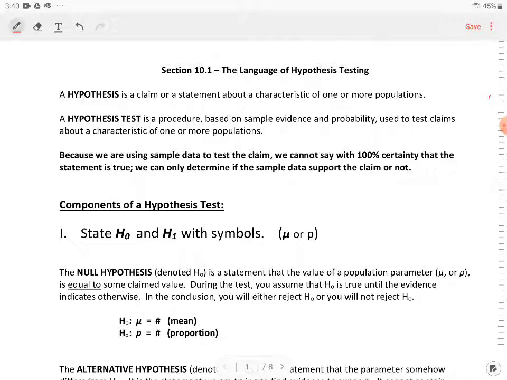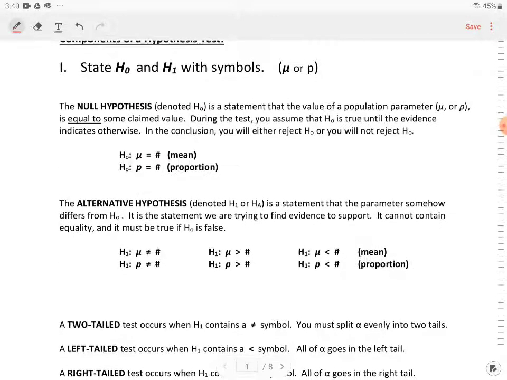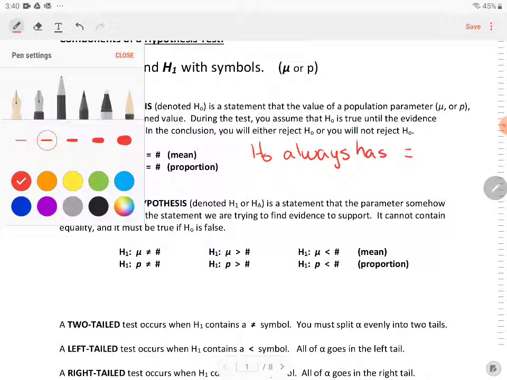Now, there's some interesting symbols here. We need to work with those. So H0 and H1 are symbols. You can use them either with the mu, the mean, or the P, proportion. The null hypothesis is a statement that the value of a population parameter, either mean or proportion, is equal to the value. So H0 always has an equal sign. There will be no inequality in the H0.